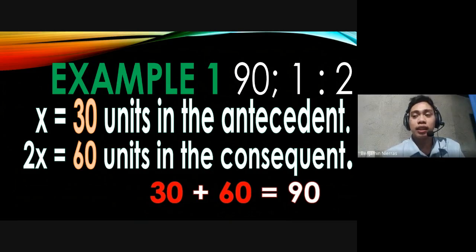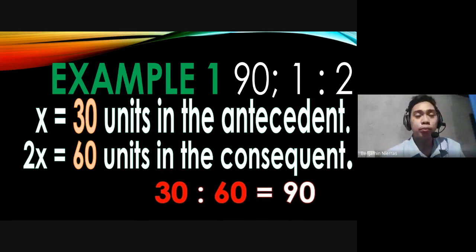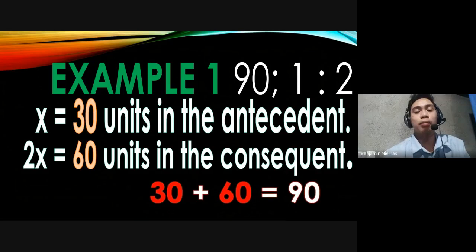So 90 and 90 are the same, no? 30 plus 60 is 90. And the simplest form of this ratio, 30:60, would be 1:2. So same lang. So that is my titig method. In your mind, you can separate 90 into a 1:2 ratio. So without question, let's go to example number 2.